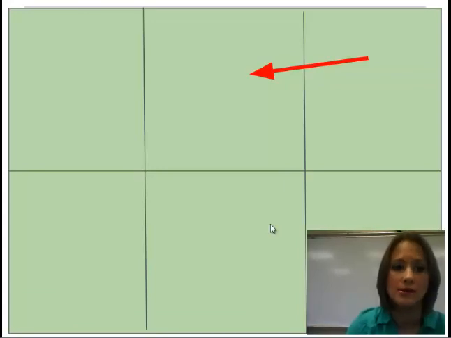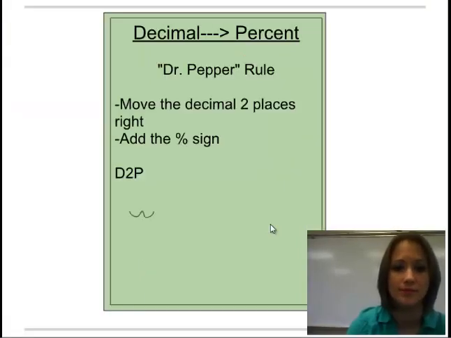Move over to the next box and we'll take notes there. Remember to choose when to pause so you can get the notes down. To change a decimal to a percent, just remember the Dr. Pepper rule. You will just move the decimal 2 places to the right and add the percent sign. Some of you know it as D to P.